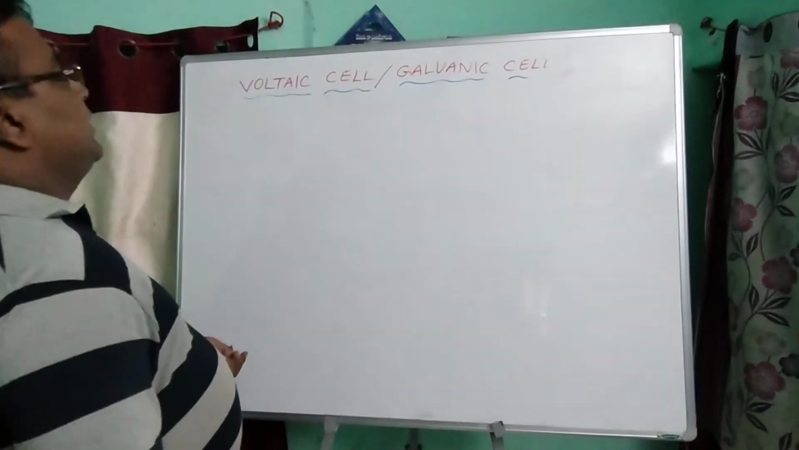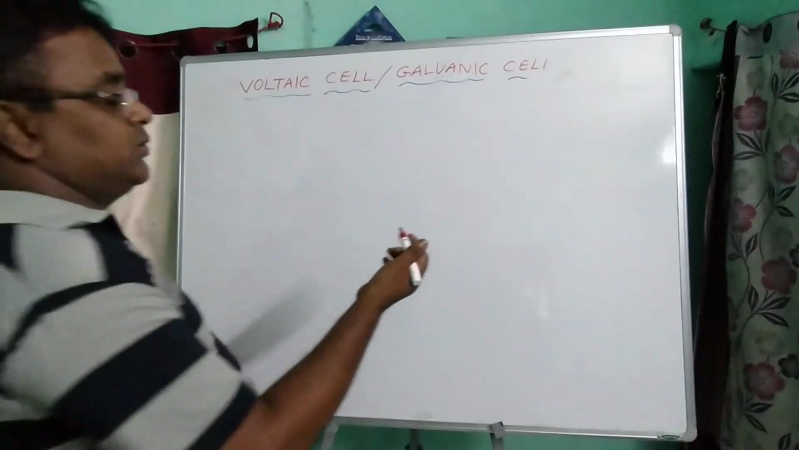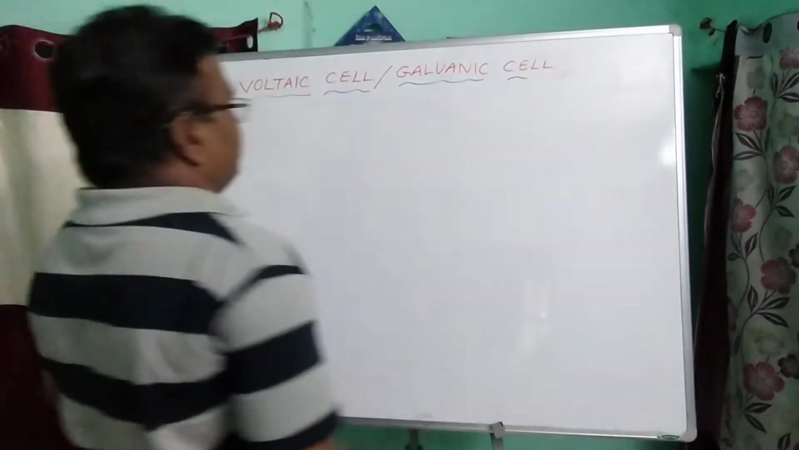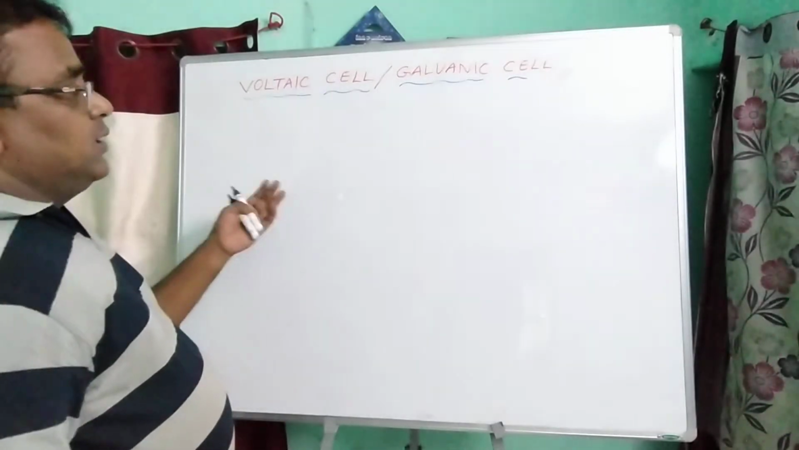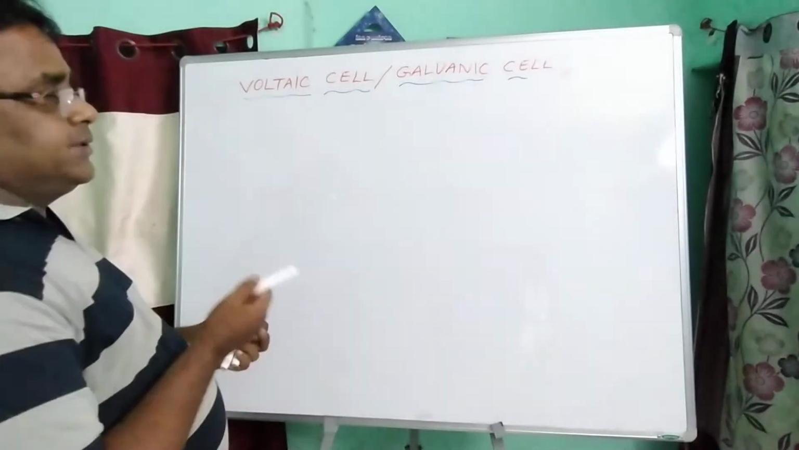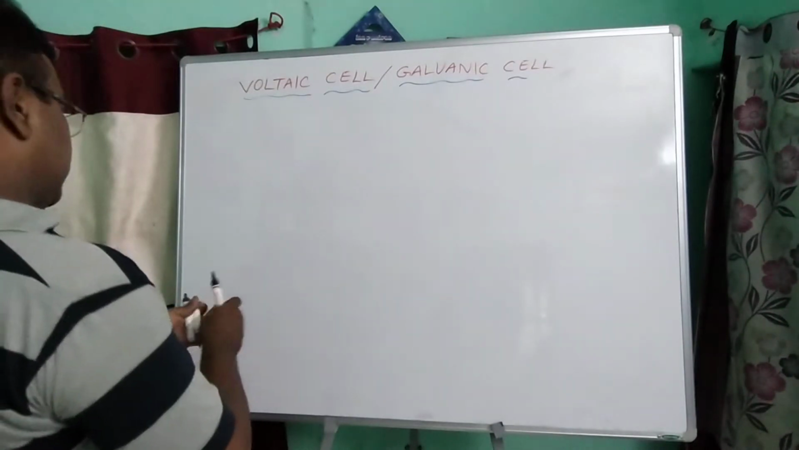Dear students, in this class we have to learn about the voltaic cell, also known as the galvanic cell. That means the construction of a voltaic cell, the working process, the reactions taking place, etc. So first, the voltaic cell or galvanic cell.